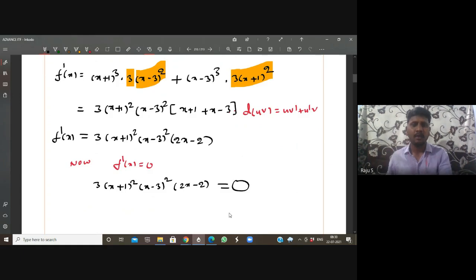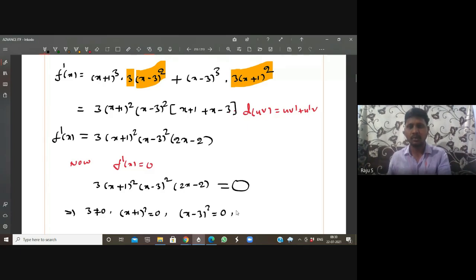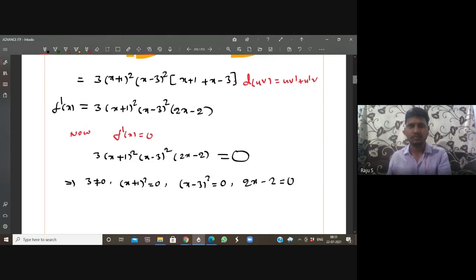Okay. So when I equate to 0 here, 3 should not equal 0. And (x plus 1) whole square is equal to 0, and (x minus 3) whole square is equal to 0, and 2x minus 2 is equal to 0. So x plus 1 is equal to 0, x minus 3 is equal to 0, and 2x is equal to 2. So from this, x is equal to minus 1, x is equal to 3, x is equal to 1. Is that clear, students?